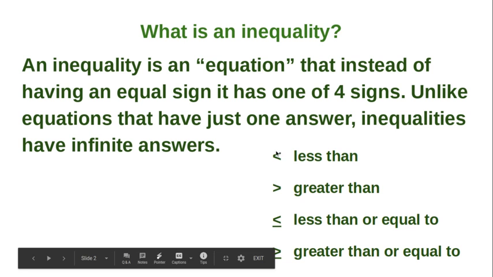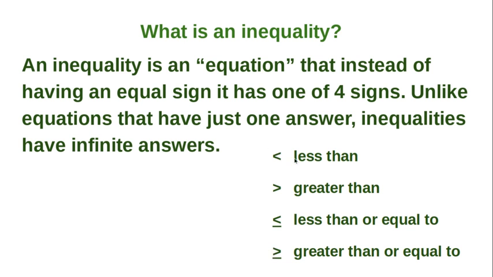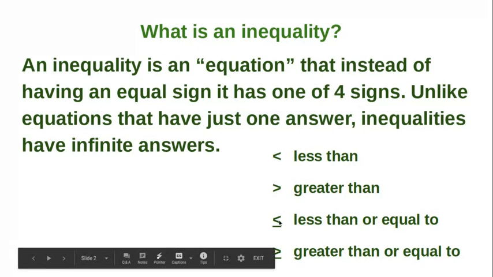So when you have the sign that is pointing towards your left, that is less than. When it's pointing towards the right, it's greater than. When it's pointing towards the left and has a line under it, it's less than or equal to. And when it's pointing to the right with a line under it, it's greater than or equal to.